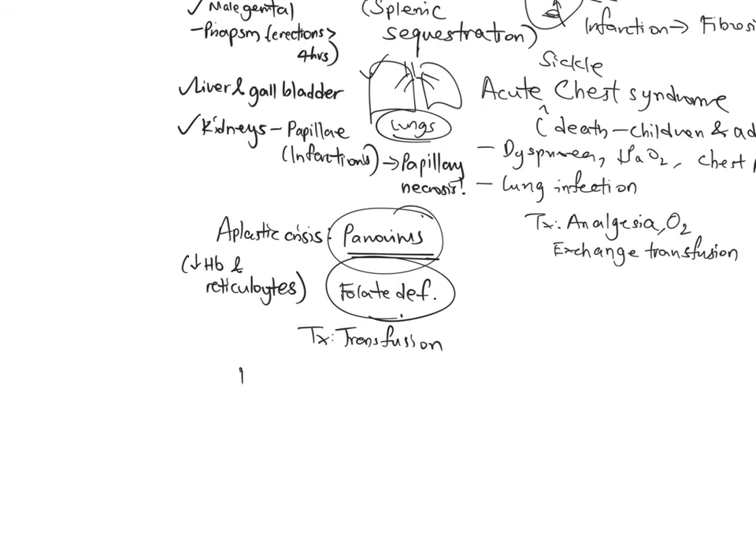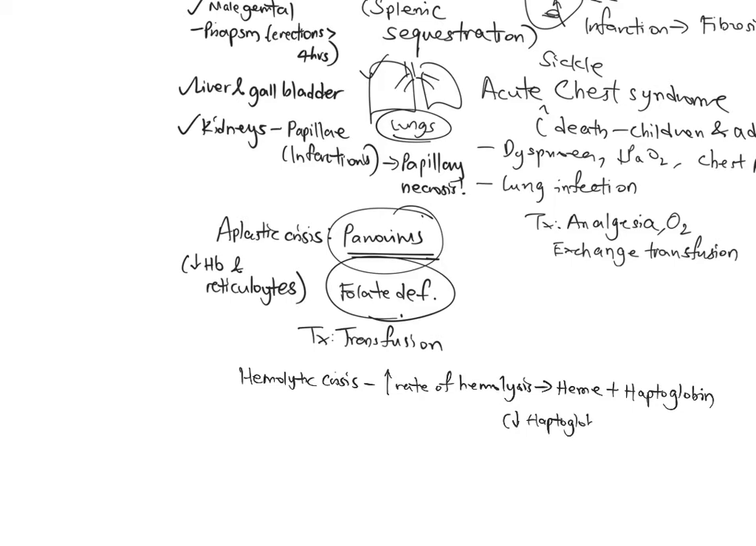Also, hemolytic crisis could occur as well. Basically, because like I mentioned before, the sickle cells are quite fragile and they're more prone to hemolysis. You could see that there's an increased rate of hemolysis, and that could release heme into the blood, which is removed by haptoglobin. So you can measure this clinically by a decrease in haptoglobin levels, and this would manifest as intravascular hemolysis.